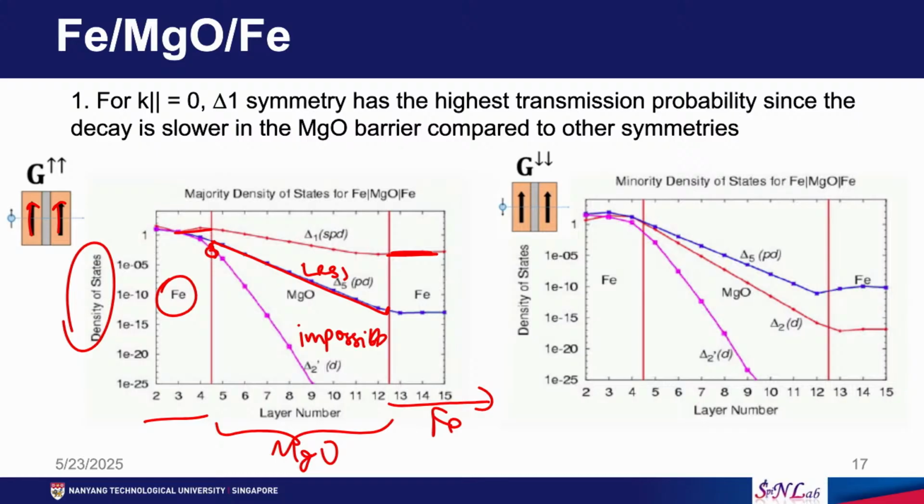So, he calculates the density of states for various configuration. So, here is like the majority electron, this is for minority electrons to go through the parallel state. So, all these things he looks at, and he says that for this particular delta 1 band, the band matching is very good. So, the electron tunneling probability is very high.